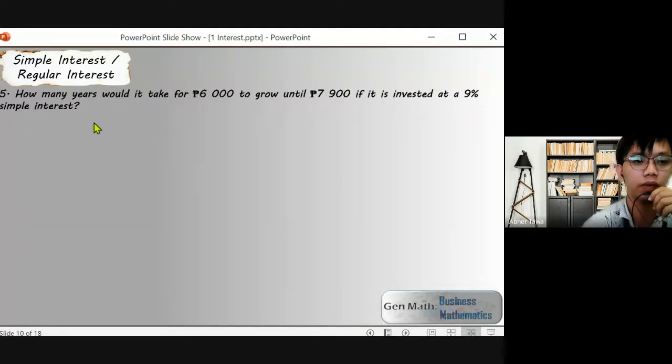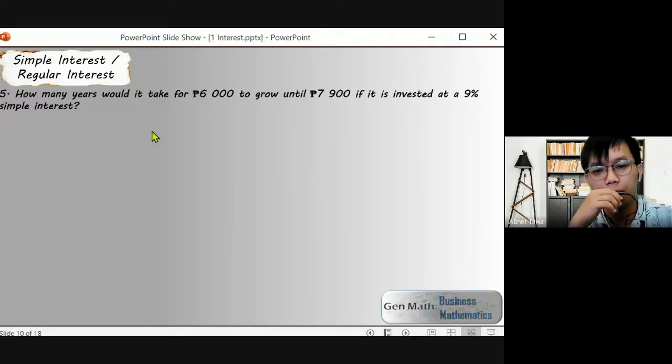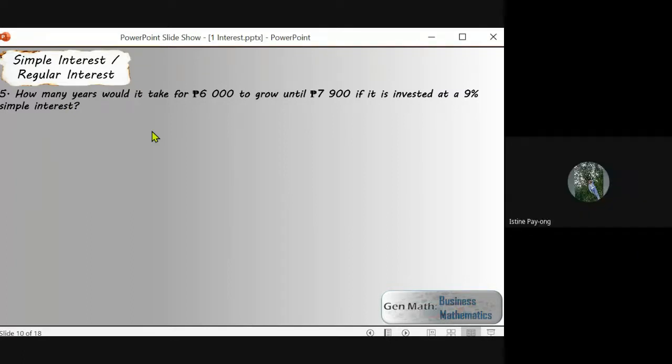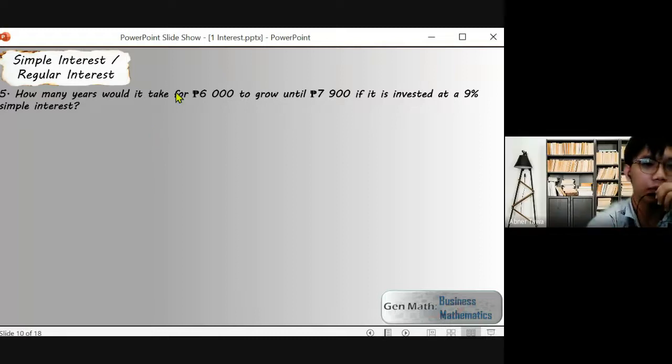Okay, so we have here. Miss Payong, please read our last example. How many years will it take for 6,000 pesos to grow until 7,900 pesos if it is invested at 9% simple interest? Okay, thank you.